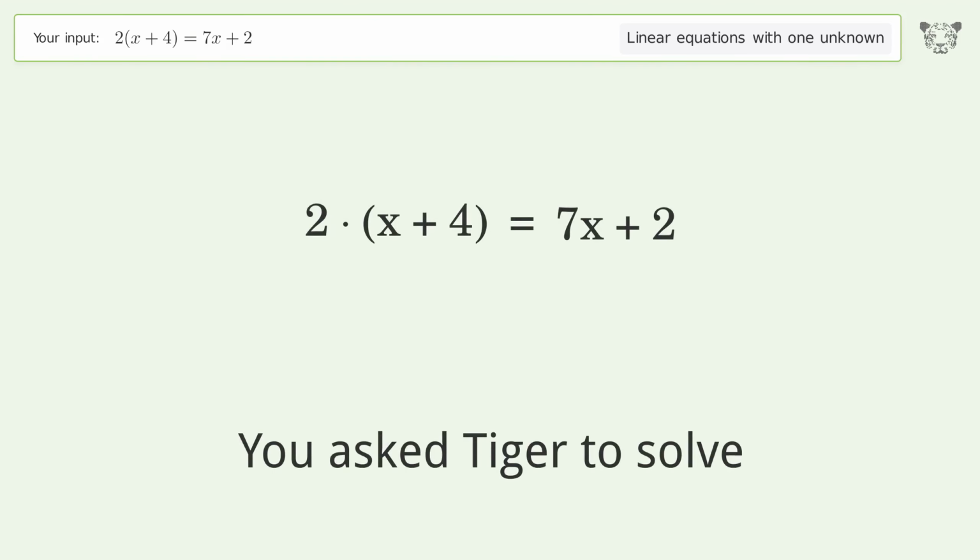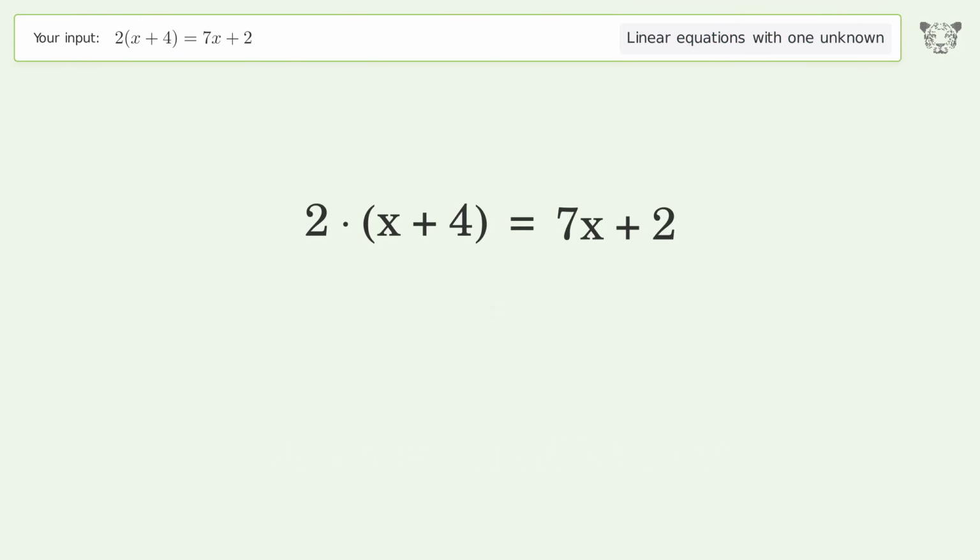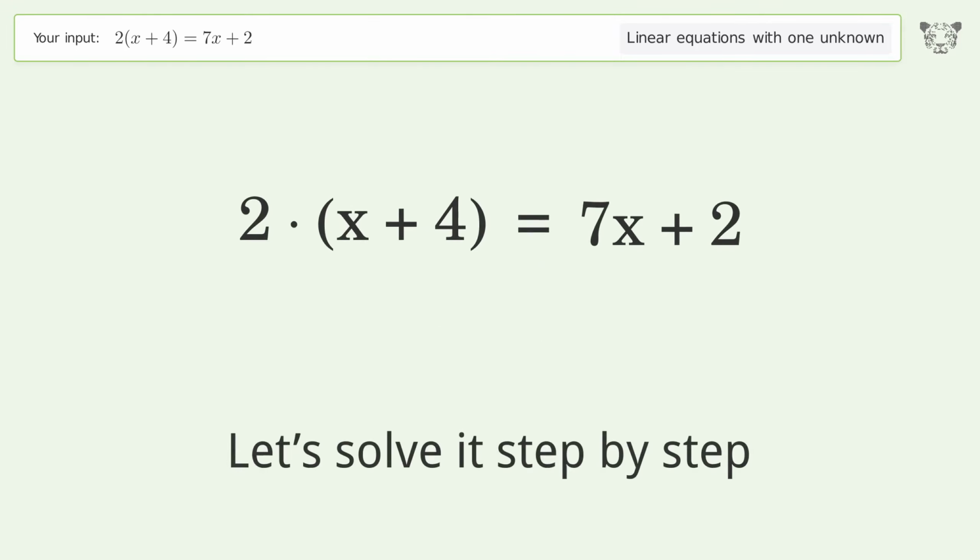You ask Tiger to solve. This deals with linear equations with one unknown. The final result is x equals 6/5. Let's solve it step by step.